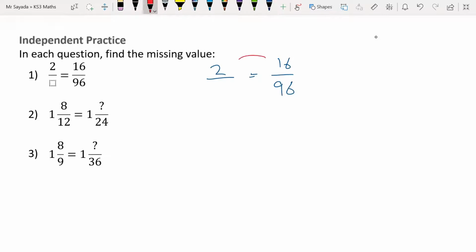So the 2 has been multiplied by 8. So that means the number on the bottom must also have been multiplied by 8. What times 8 is 96? Must be 12, because 12 times 8 is 96.